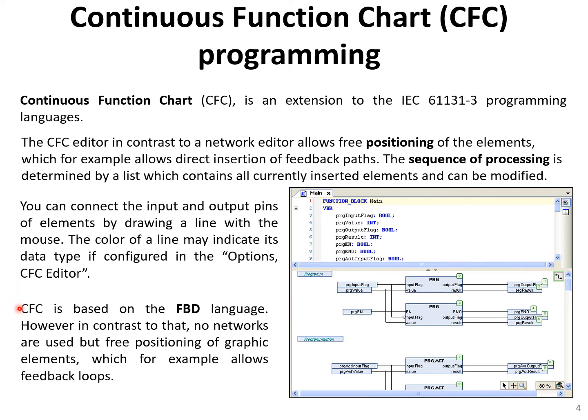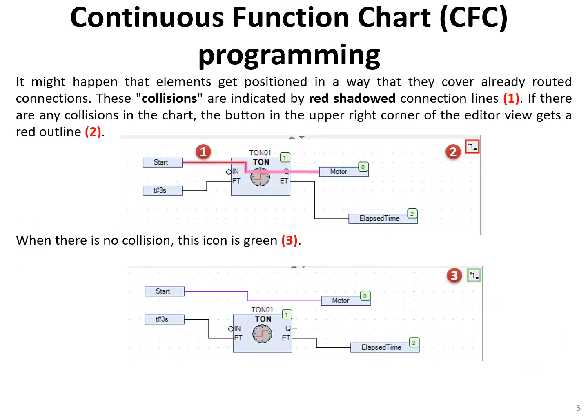CFC is based on the function block diagram language. However, in contrast to that, no networks are used, but free positioning of graphic elements, which, for example, allows feedback loops. So you could see one example here, and you see the definition of all variables here in this function block. We will go through some examples, and you will do the programming by yourself. So this is basically one example.